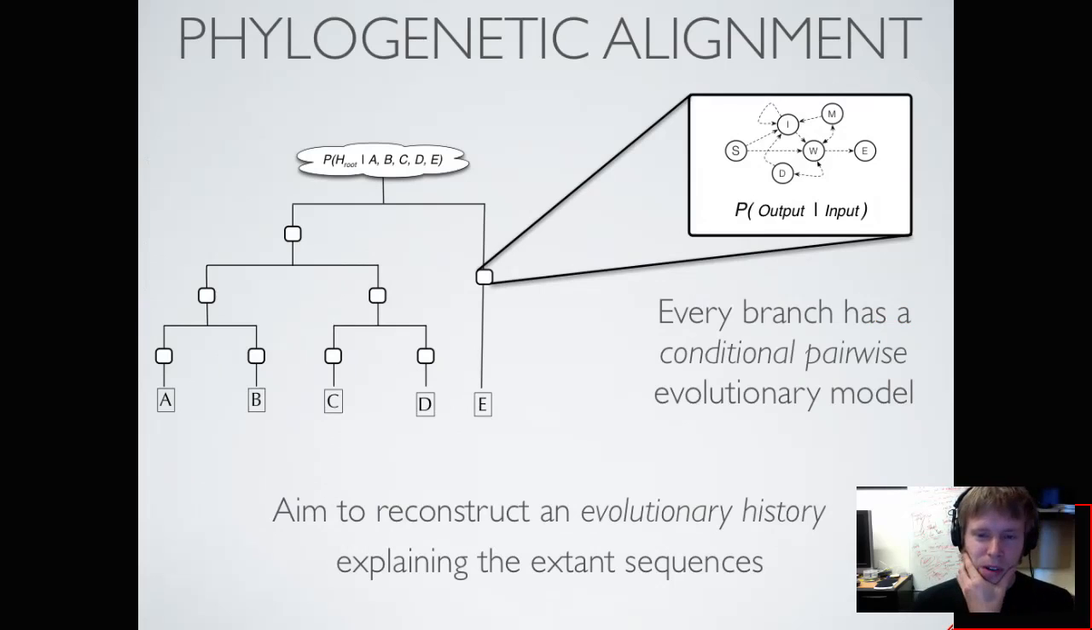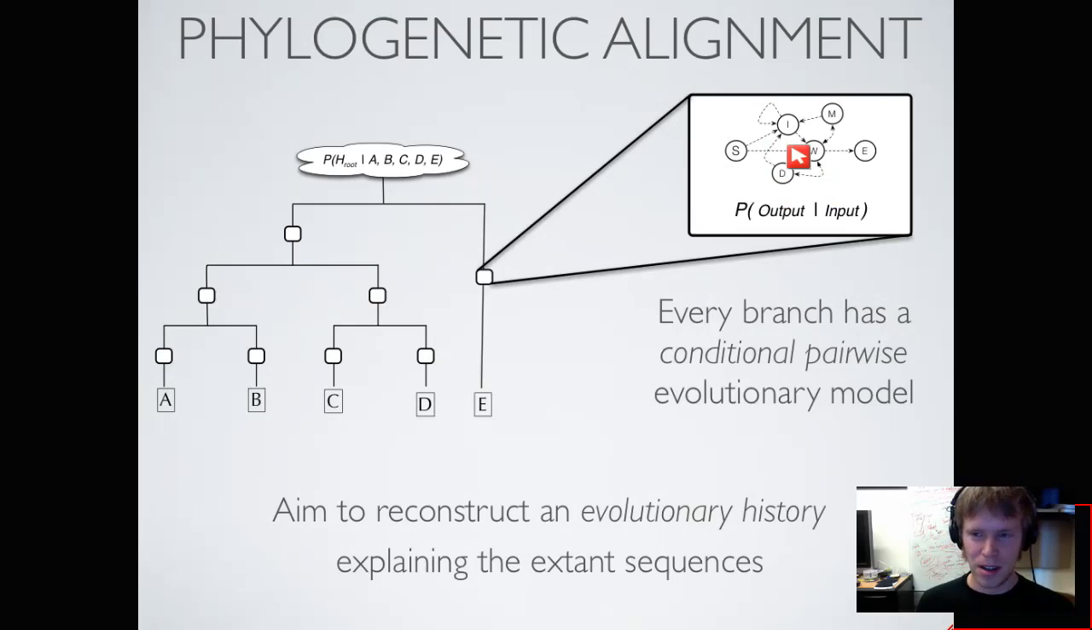Before I get into how we're going to try to accomplish that, I think it's worth going through what I mean by phylogenetic alignment. The sequences that we're trying to align, that I've put down here at the bottom of the tree, A, B, C, D, and E, we treat as leaves on a phylogenetic tree, and each of the branches of this tree we assume has some kind of model relating an ancestral sequence to a descendant, like, for example, this node evolving to this node under this model.